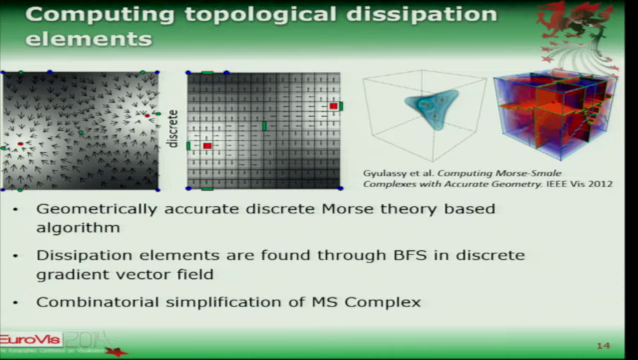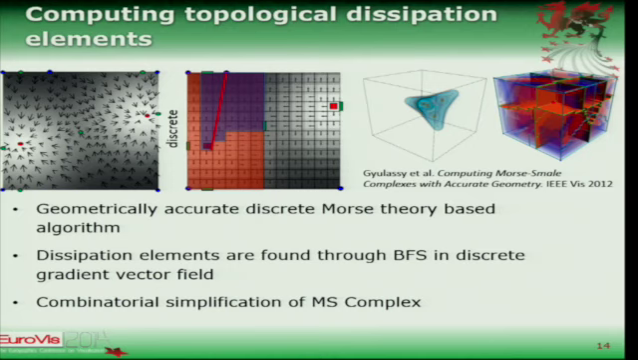So I can do a breadth first search from a maximum to compute its descending manifold. I can compute another restricted breadth first search from a minimum to compute the ascending manifold, and that gives me a region. I connect the dots, and there's my topological dissipation element. So very simple to compute.